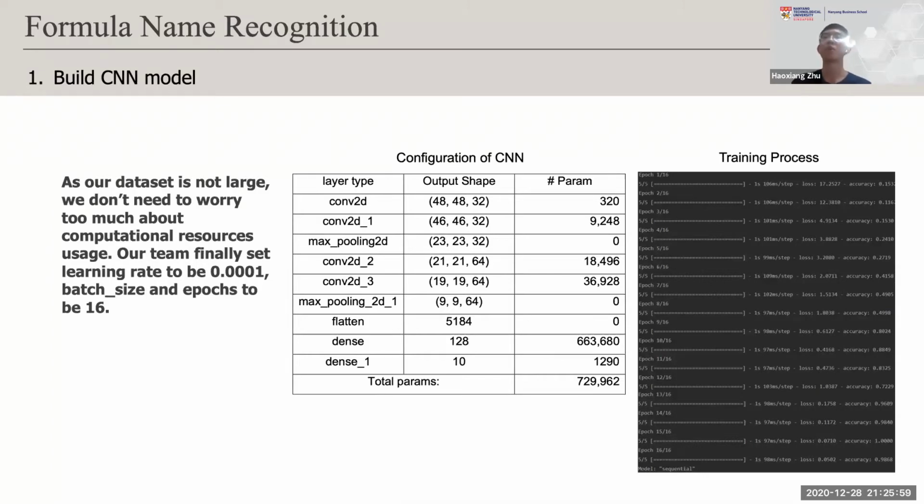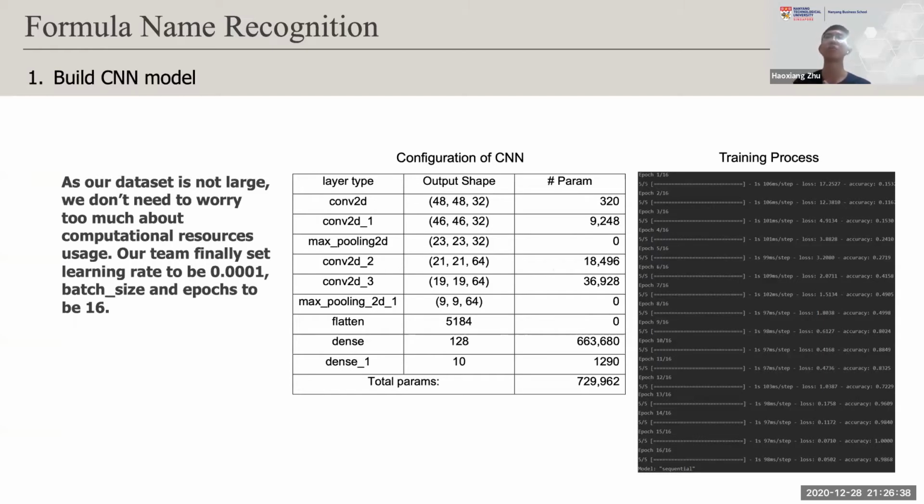After converting to Pico format, we could start to train our CNN model. As our dataset is not large, we don't need to worry too much about computational resources usage. We could decrease the learning rate so that the model could fit the train set better. And our team finally set the learning rate to be 0.0001 and the batch size and epochs to be 16. The configuration table is shown here, and the training process is here. The CNN could fit our train set accurately. The final accuracy is about 95%.